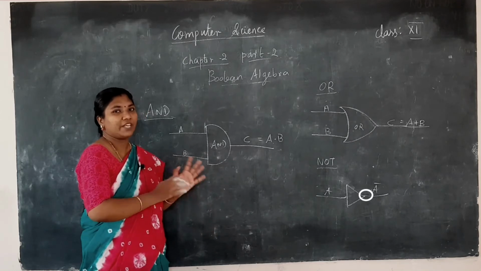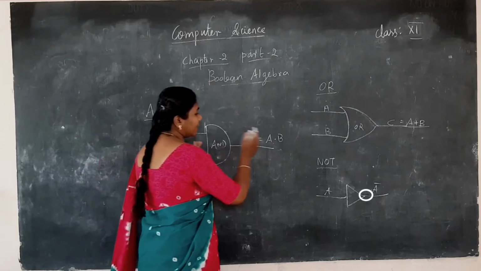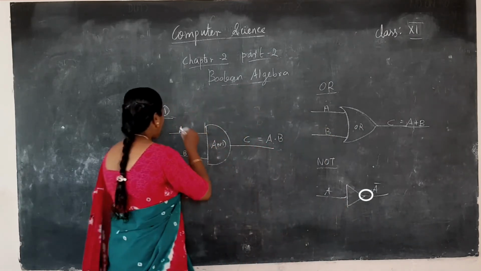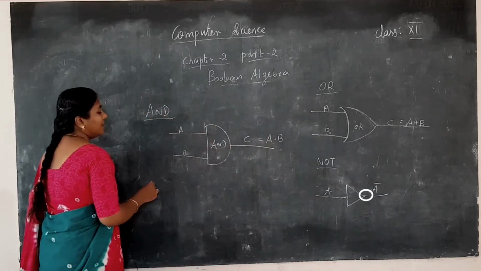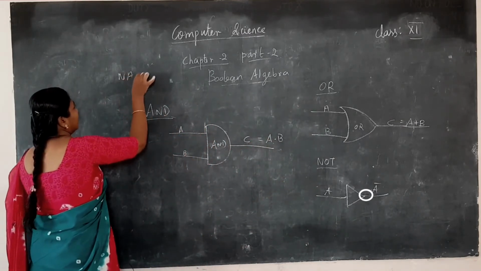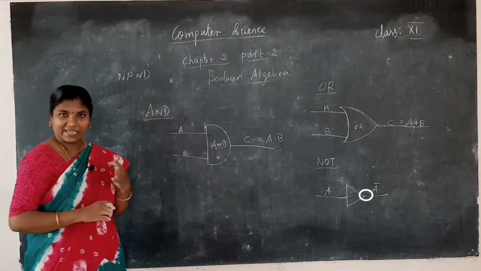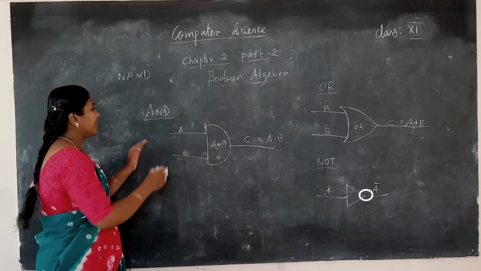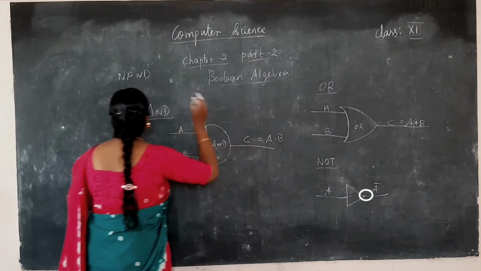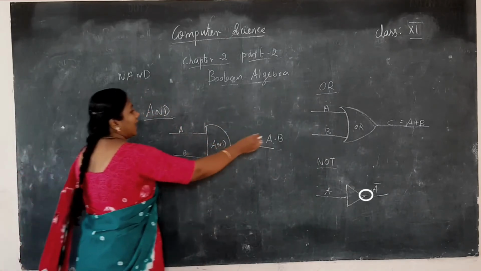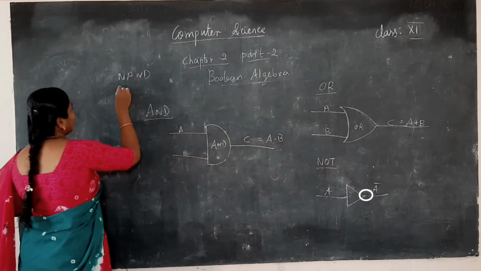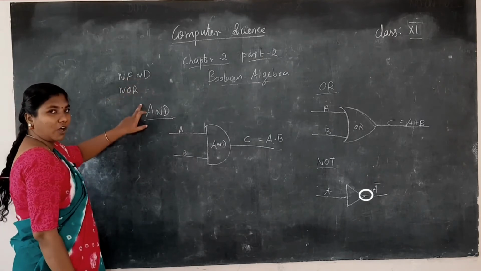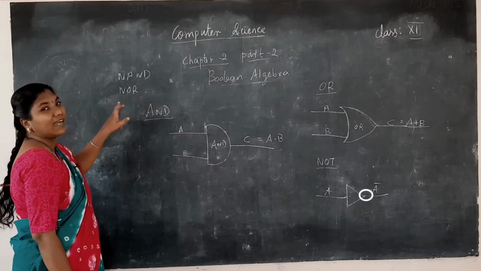Now we will see the combination of these: what happens when AND and NOT are combined, and what happens when OR and NOT are combined. When AND and NOT are combined, we call it a NAND gate. What are the three basic gates? AND, OR, NOT. When the AND gate is combined with NOT, we call it NAND, and when the OR gate is combined with NOT, we call it the NOR gate. So we call them NAND and NOR.